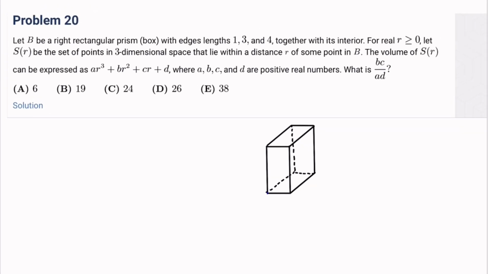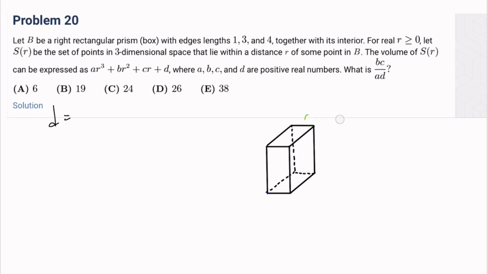Okay, so first of all, let's solve for D. D is just going to be the volume of the prism itself, because all the other things have a length of r, and so they're all going to have r in them. So D is going to be the constant, and so that's just going to be 1 times 3 times 4. This is 12, right?